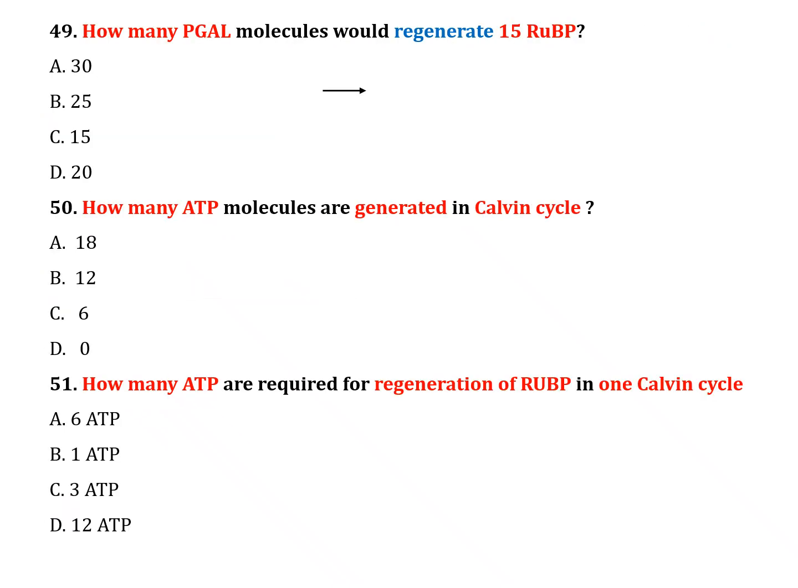The next question, number 49. How many PGAL molecules would regenerate 15 RuBP? Option A 30, option B 25, option C 15, option D 20. The correct answer is option A 30.